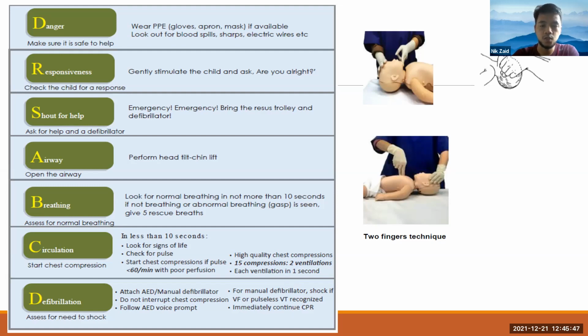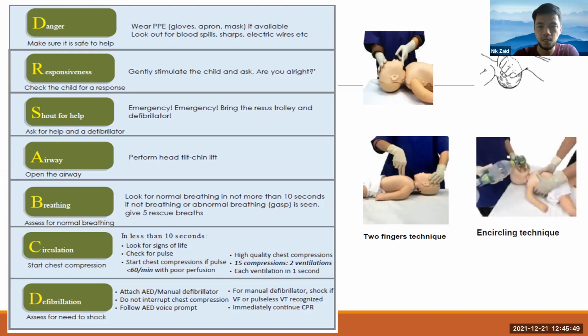We can also use the encircling technique, where we put our thumbs and encircle the infant's body, putting the two thumbs at the same level, the nipple line level, and then we start the compression. This encircling technique is evidenced to be better than the two-finger technique. We can use this technique when there are 2 persons. One person will manage the ventilation, and the other one will focus on the compression.